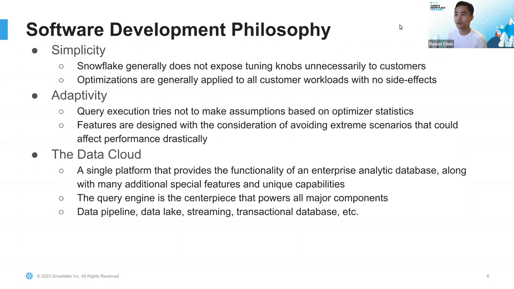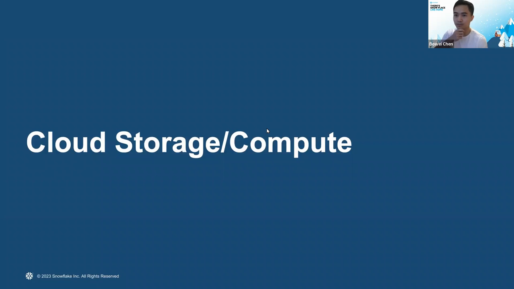And lastly, we want to provide a platform as a data cloud that has the functionality of a lot of components. For example, an enterprise level analytical database, as well as data pipeline, data lake, streaming, and transactional database, and so on. The query engine is the centerpiece that powers all of these components. When we add these new components to a system, we build them on top of our query engine when possible, and a lot of these components can share some code, hopefully. I'll talk a little bit about the cloud storage and compute, I'll hand it over to Commander to talk about cloud services, and Libo will talk about workload optimization.